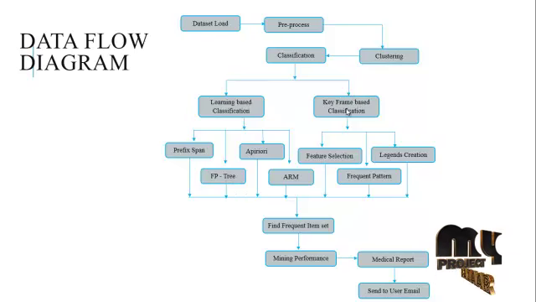The other method is keyframe. The first step is feature selection, the next is legends creation, and the third is the frequent pattern. Based on these three methods we find the feature extraction, and after these methods we find the frequent data.